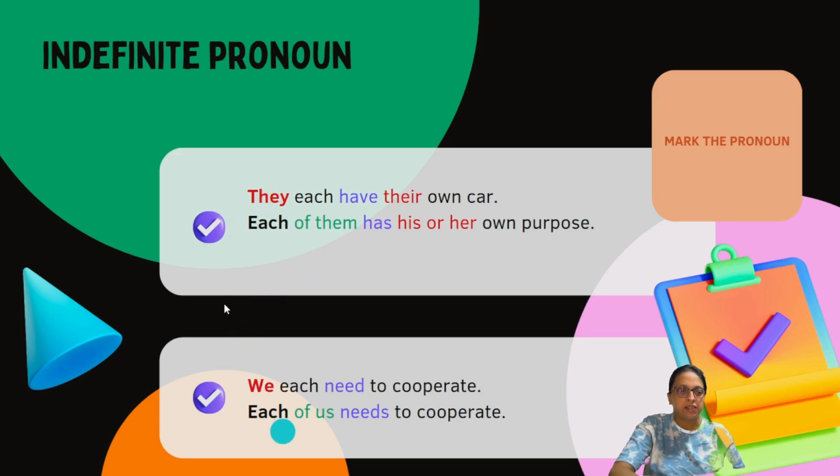Let us take another example. "We each need to cooperate." We discussed this in the previous slide. But this particular sentence we can change, and we can also say "each of us". But when we are saying "each of us", then "we" doesn't remain the subject. "Each" becomes the subject. Therefore, we have changed the verb to singular because "each" is a singular subject. Okay? That is how we change the verb according to the subject. So it is very important.